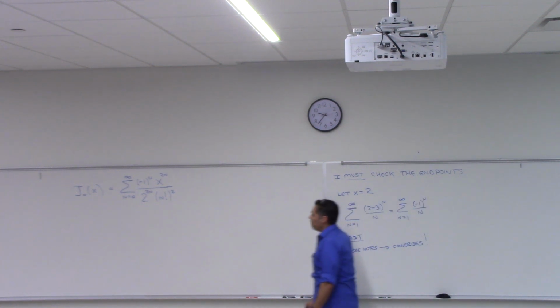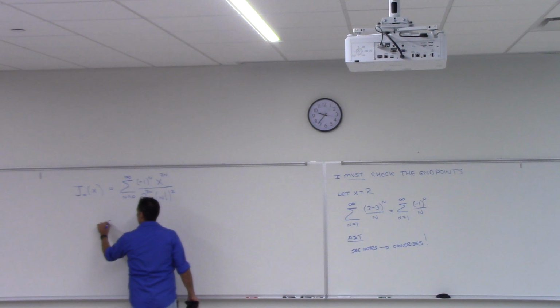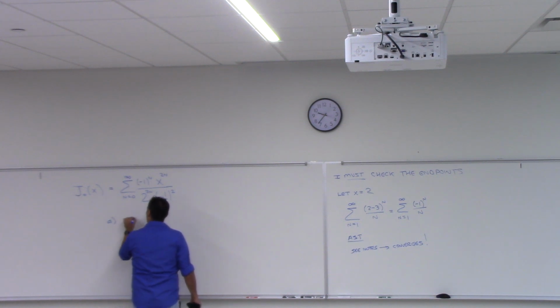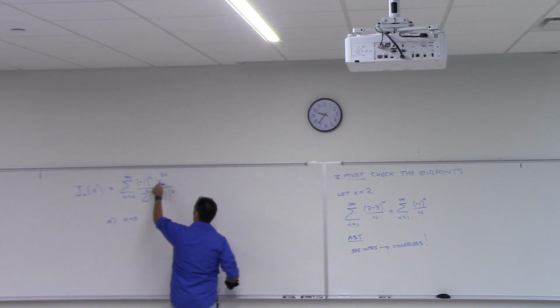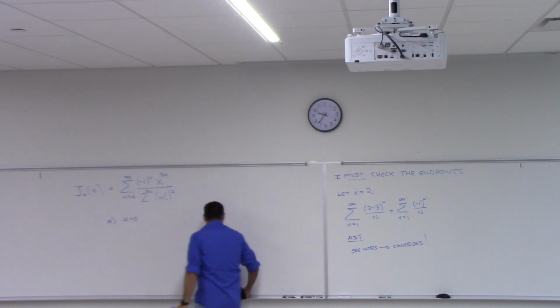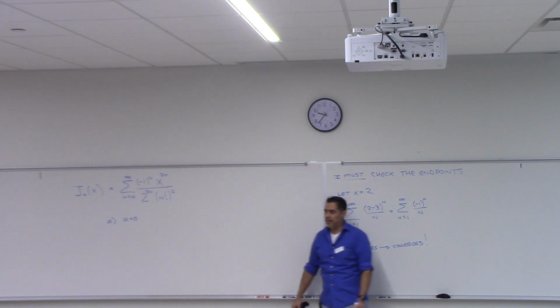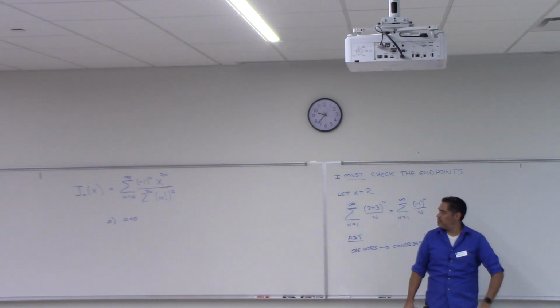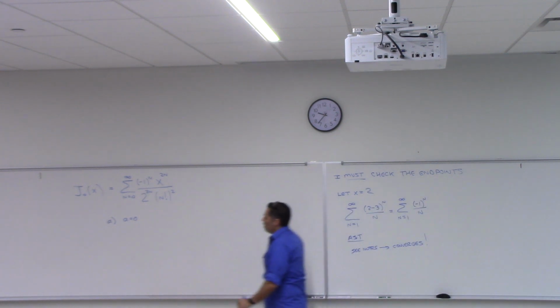First question. What's A? A is 0. Why? We're seeing this part right here, right? This part right here. We see x minus nothing, right? So that's a 0 in there next to the x. So A is 0.